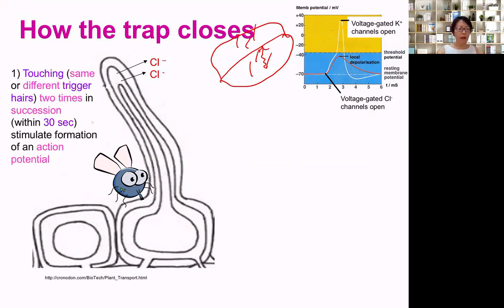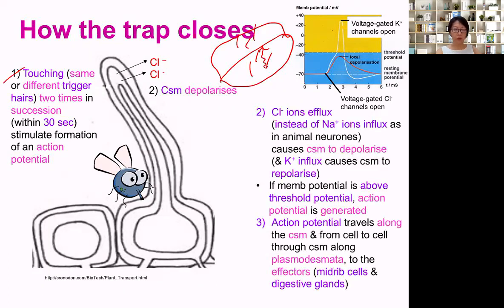So step one, touching of the same or different trigger hair. So it can be touching the same hair or different hair because there are altogether 6 hairs there, okay? So touching the same or different hair 2 times in succession within 30 seconds, plus minus, will stimulate the formation of action potential at the membrane of the trigger hair, okay? Like our receptor cell. So this stimulus will cause the cell surface membrane to depolarize, okay? So touching of this one by the insect will cause the membrane to depolarize.